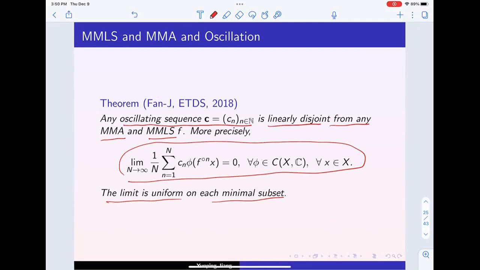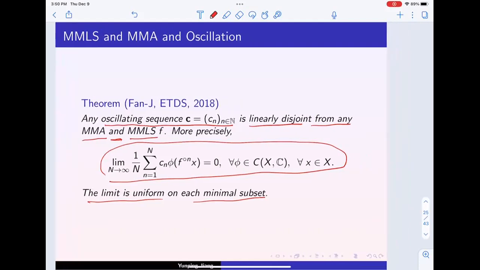Just a second. You're assuming both conditions, right? That is to say, you're assuming both MMA and MLS? Yes, at the same time. It's not either or, it's both. Not or, and. Right. Thank you.